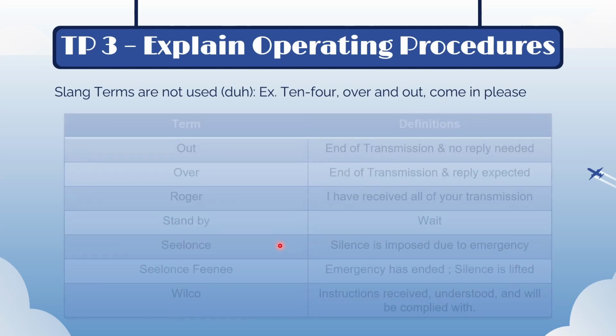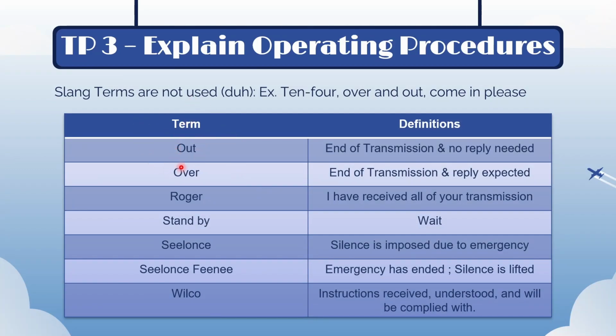Next group of terms, here is out. Out and over are kind of like brothers, I would say. Out basically means end of transmission and no reply needed. This usually means that the entire conversation has ended. I don't need to talk to you anymore. Cessna 152 Golf Foxtrot Romeo out, after your entire message.